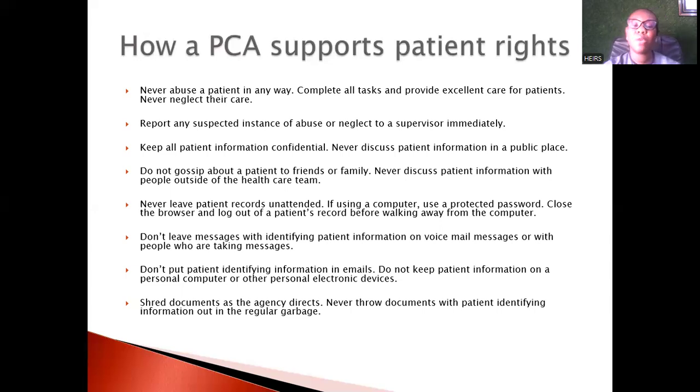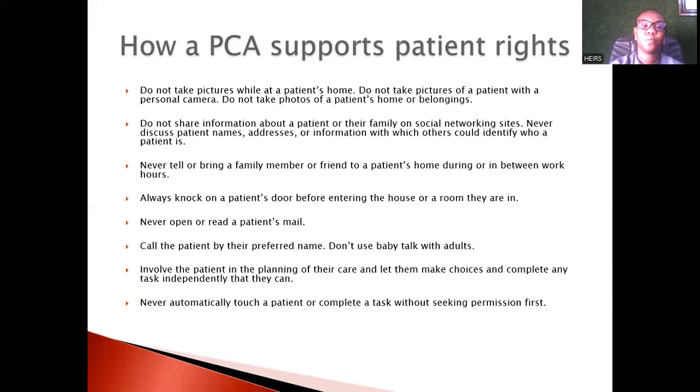Now, for documents that are no longer in use, you shred them as your agency directs. You don't throw them in regular garbage. Now, it's also important you don't take pictures of your patients. That's a breach of confidentiality. Do not take pictures of your patient with a personal camera. Do not take photos of your patient's home or belongings. Do not share information about your patient or their family on social networking sites. Never discuss your patient's address, their names, or information with others such that they can identify who the patient is.